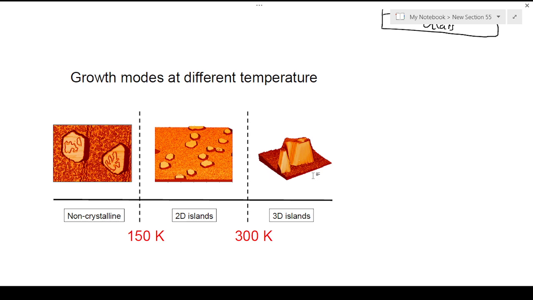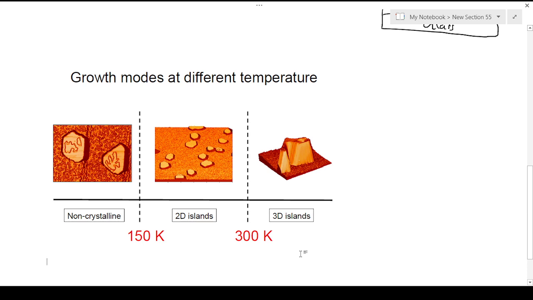So this is an AFM image that you are seeing here, representing growth modes at different temperatures. This is the atomic force microscopy image taken after growing the films at different temperatures.